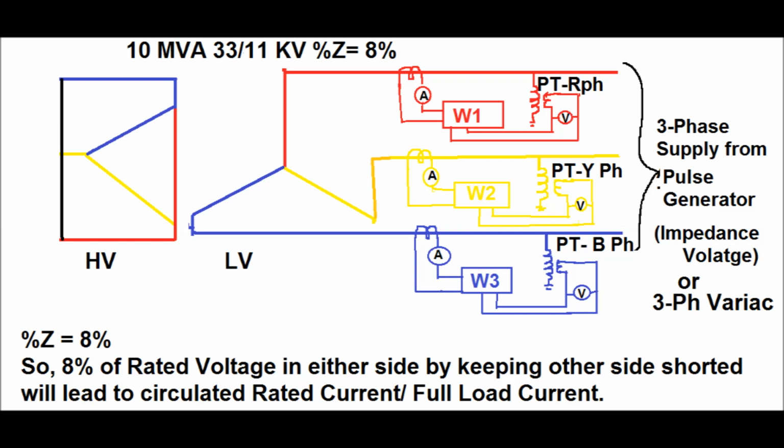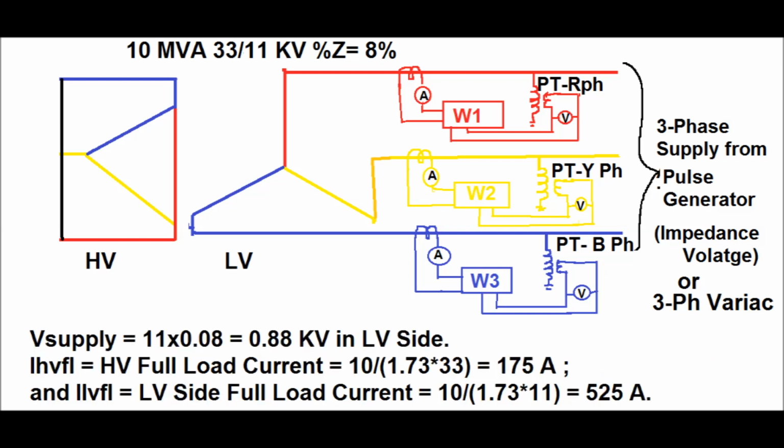As the percentage impedance is 8%, 8% of the rated voltage on the LV side is enough to circulate the full load current on both sides of the transformer. Here the supply voltage is 8% of 11 kV, that is 0.88 kV or 880 volt, the full load current on the HV side is 175 ampere, and the full load current on the LV side, that is I LV FL, is 525 ampere.